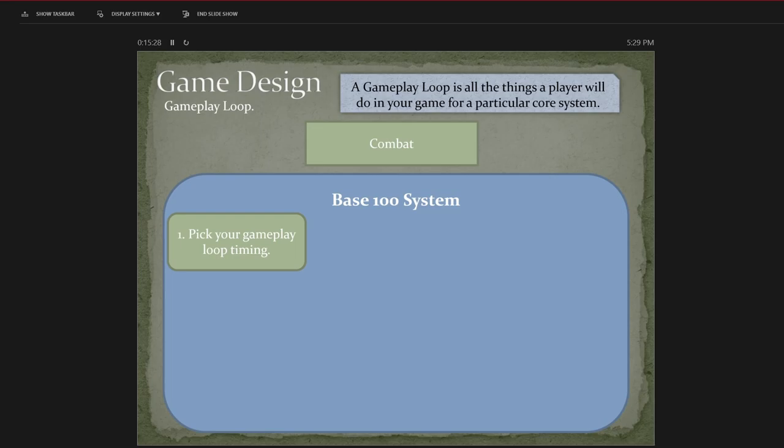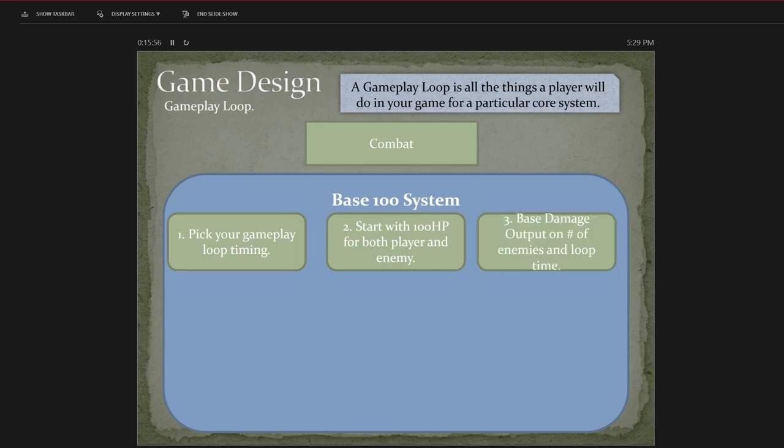So what is the timing of a combat round, which is an arbitrary term that we use to say when the player encounters a combat, we want combat to last for this long before it is over, and then they do something else, or there's a downtime, or they go on to the next set of enemies. Then in this base 100 system, we will start with 100 HP for both the player and the enemy. And in this system, we will base damage output on the number of enemies and that loop time.